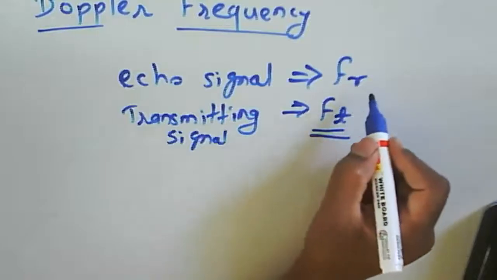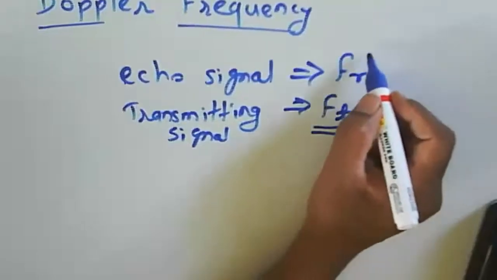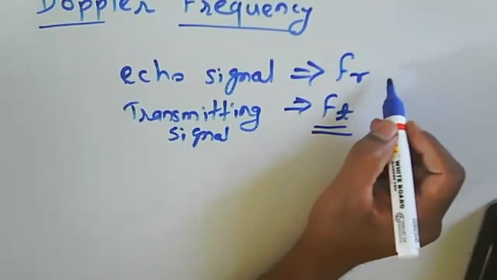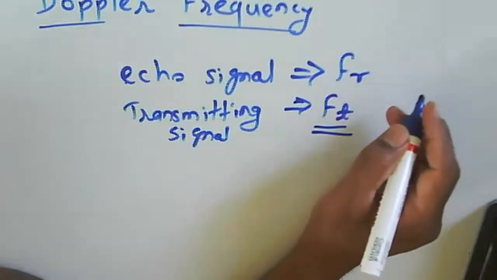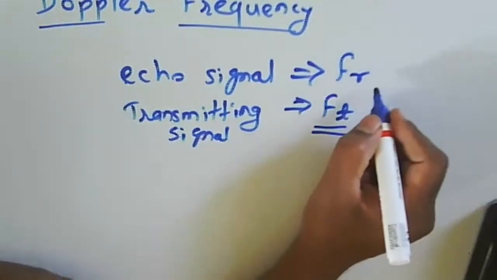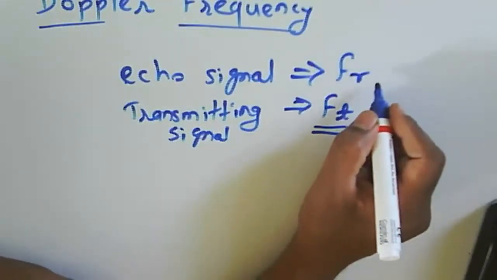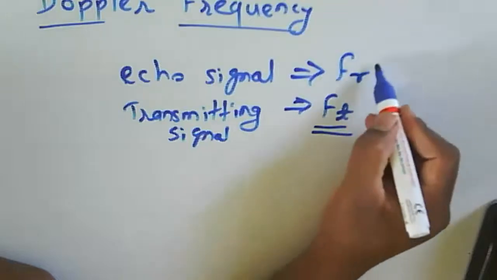And this one is about an echo signal. We are receiving an echo signal, that is about FR. Okay, we are receiving the frequency. And then, that is about an echo signal.